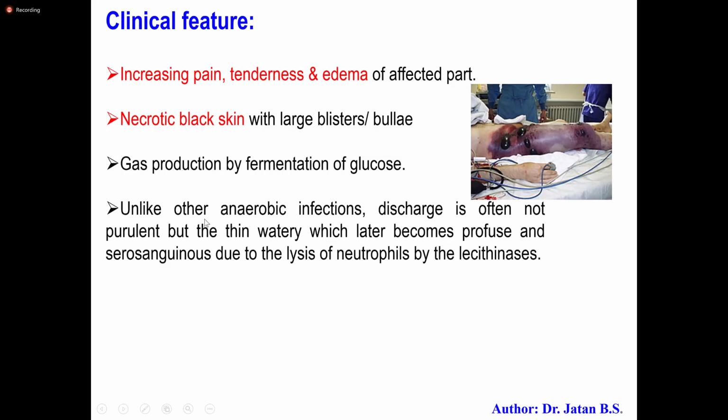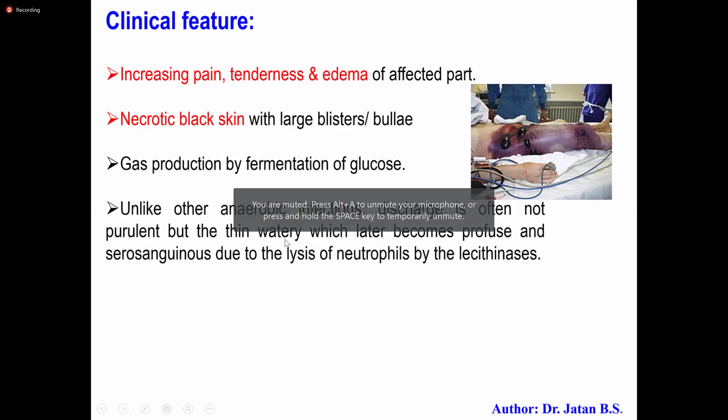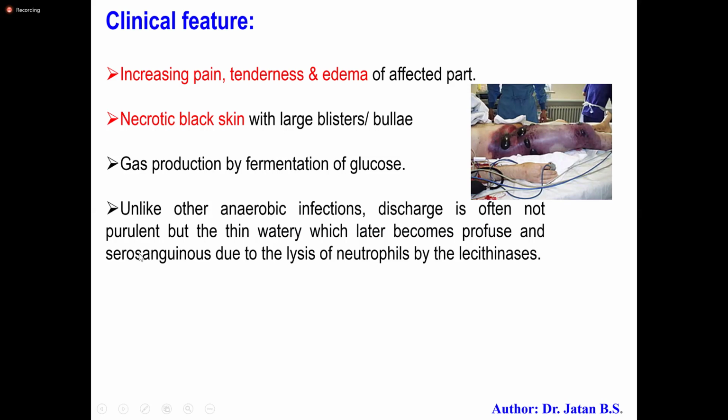Now, unlike other anaerobic infections, the discharge, that is the fluid, is not purulent. It is not abscess-like yellow pus, but the discharge is thin, watery. It is profuse and serosanguinous. Serosanguinous means it looks like serum mixed with blood.